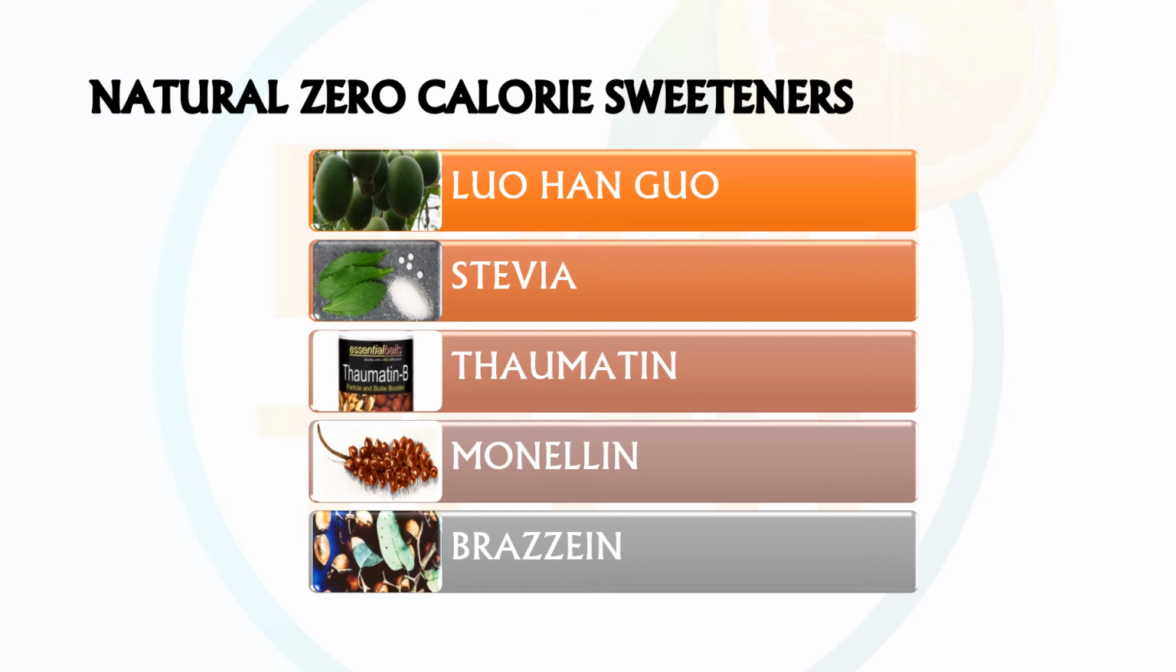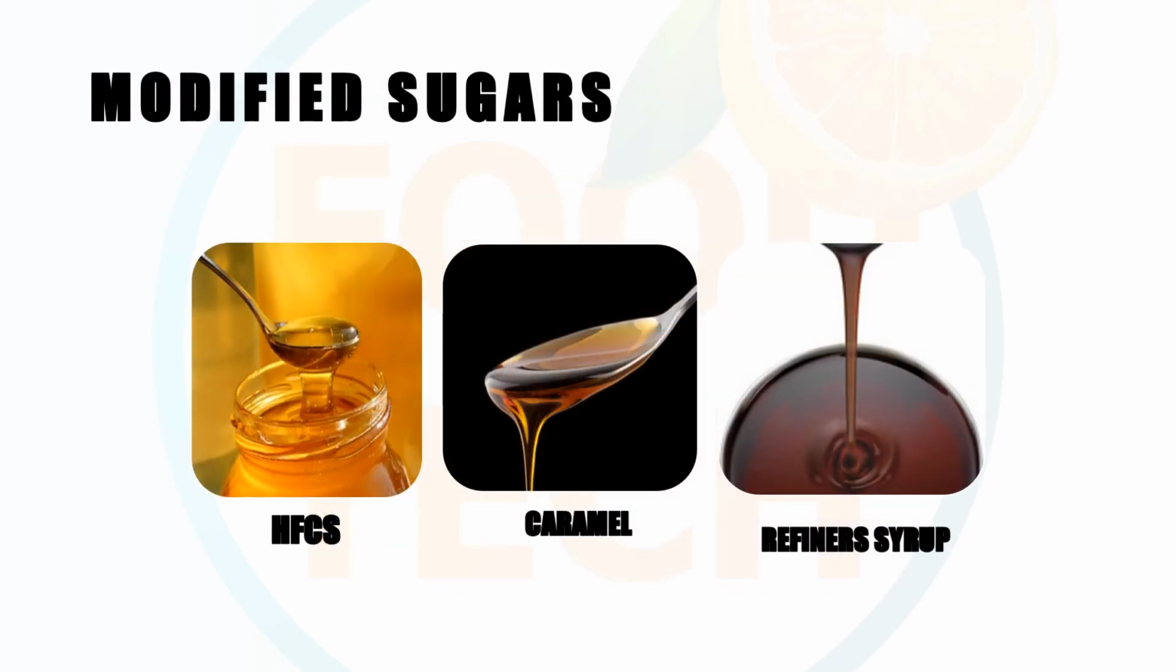Next is natural zero calorie sweetener. Focus on the word natural. That is, sugars which are present in nature, not formulated by any artificial means, are known as natural zero calorie sweeteners. And let us see the modified sugars. That is HFCS, high fructose corn syrup. Then it is caramel and refiner syrup.